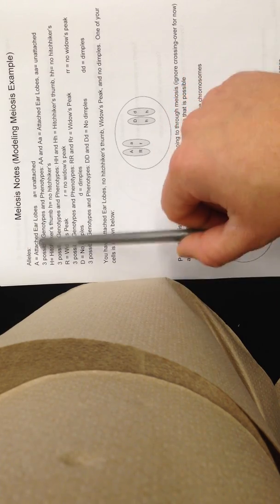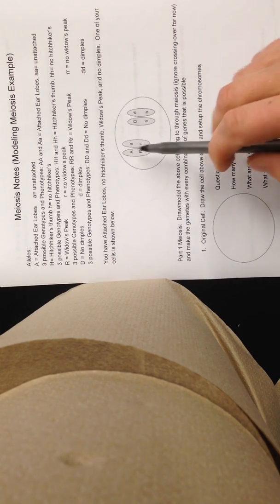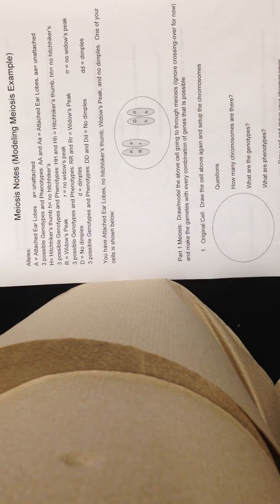These are the phenotypes, and then our genotypes are the letters. So whenever you have a capital letter, you get the dominant phenotype. Whenever you have two little letters, you get the recessive phenotype. So these are all the possible genotypes and phenotypes that we have. Alright, so here's our original cell. We have heterozygous, big A little a, for A, which is attached earlobes.